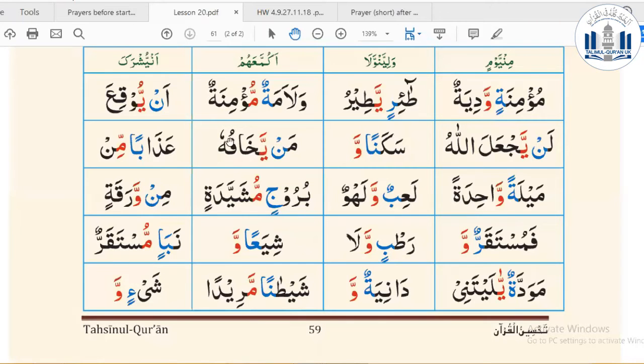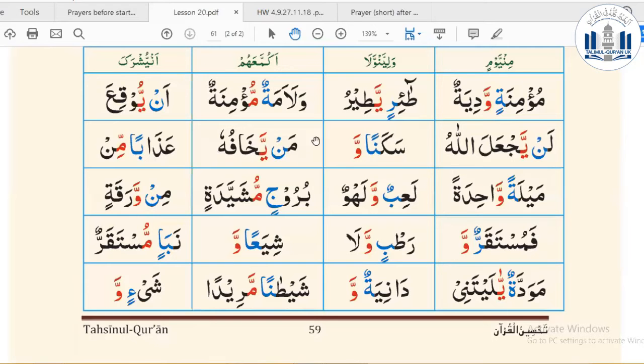Okay. This next example, you have a noon sakin followed by a ya mushaddad. Again, you would produce a nasal sound whilst you join the meme onto the ya. Maya. Excellent. And then carry on. Maya khafuhu. Excellent. Well done. Really nicely read.